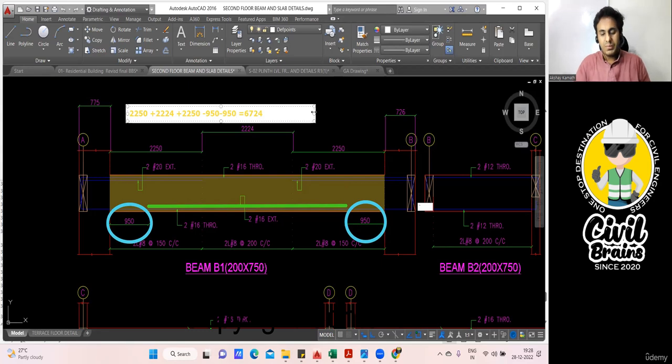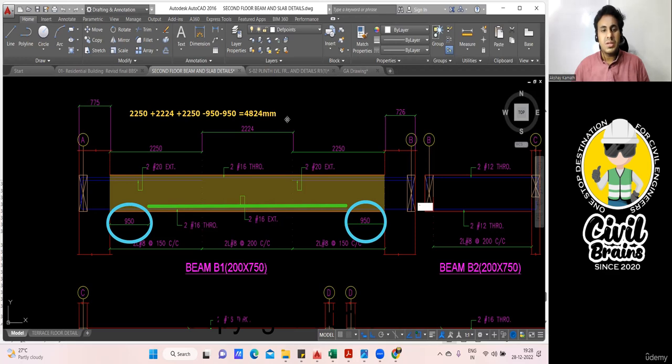In the answer, what do you get? Minus 950, minus 950. 4824 mm. That's it. Simple. You got the cutting length. So the cutting length of the green color bar is 4824.